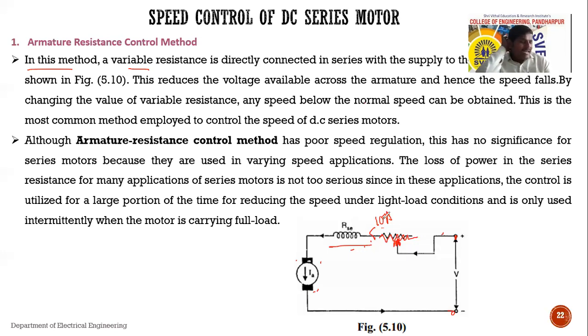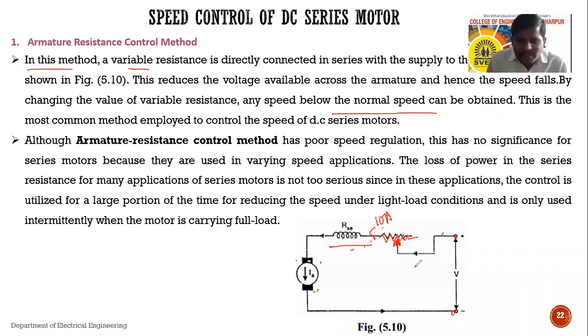Decreases. And if the current taken by the machine decreases, automatically the speed of the motor will also fall. So, by changing the value of variable resistance, any speed below the normal speed can be obtained, right? Any speed below the normal speed can be obtained.